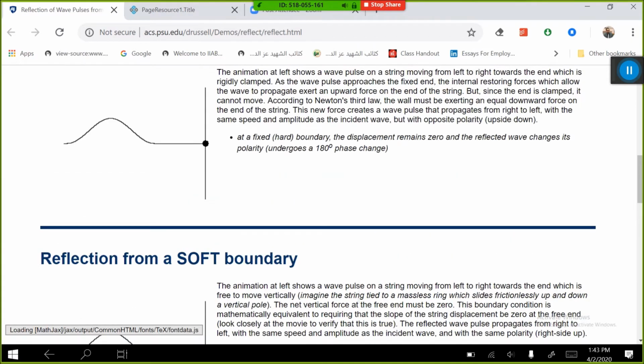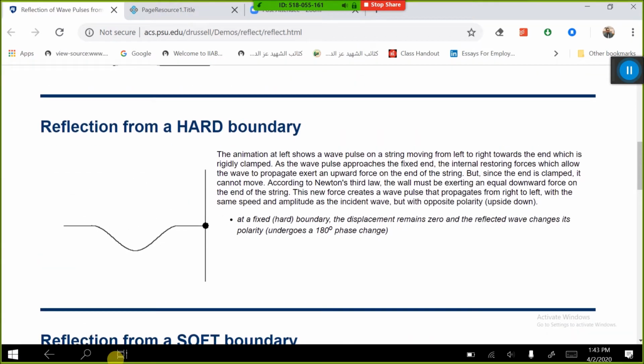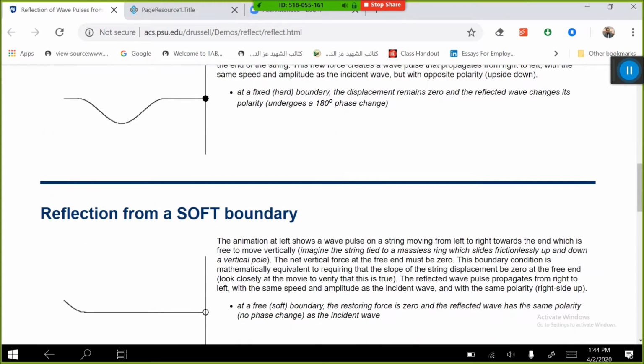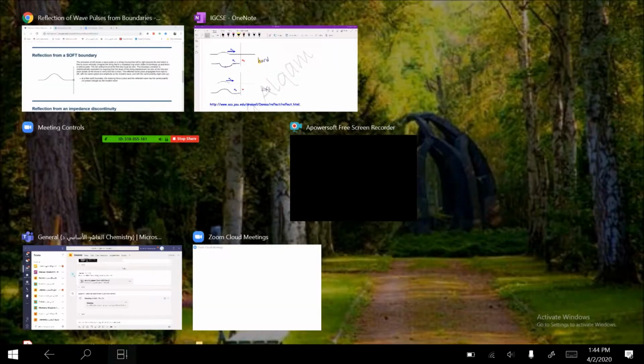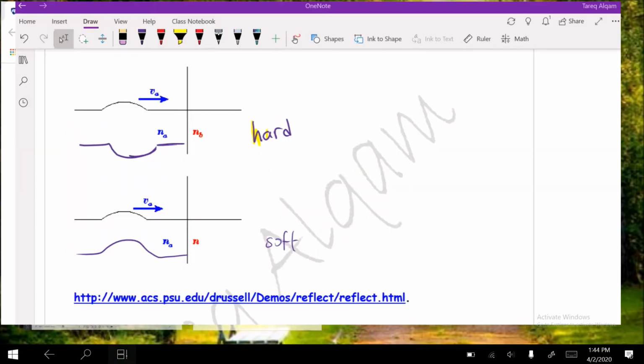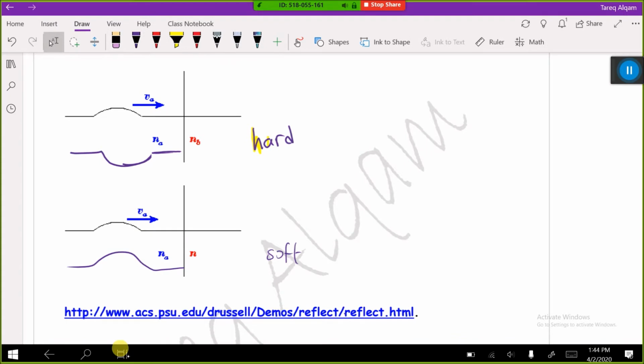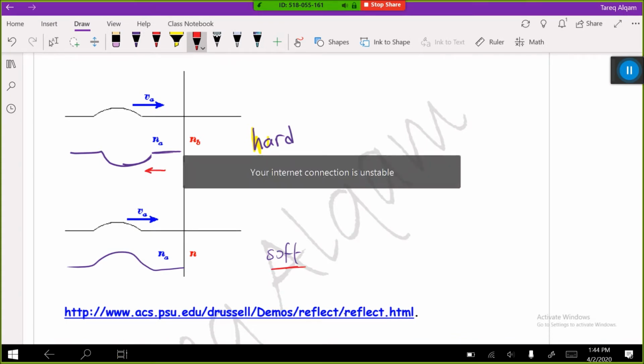This can represent the hard boundary. Look, the wave is reflected anti-phase or 180 degrees. This can represent the soft boundary. Okay. So if this boundary is hard, this is anti-phase reflection. If the boundary is soft, this is in-phase reflection.